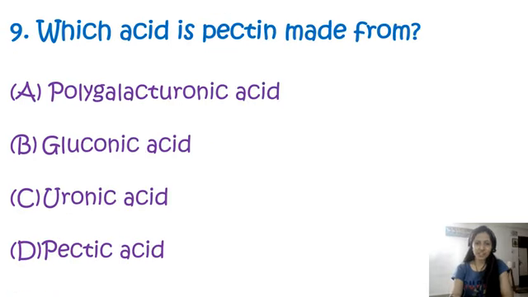Next question number 9. Which acid is pectin made from? So options are polygalacturonic acids, gluconic acids, uronic acids or pectic acids. So over here my correct option will be A, that is polygalacturonic acid. Pectin is a complex polysaccharide which is found in the cell wall of plants, and it is extracted primarily from citrus fruits or apples. It is composed of polygalacturonic acid units, which are linked together to form a complex structure. So option number A is my correct option.